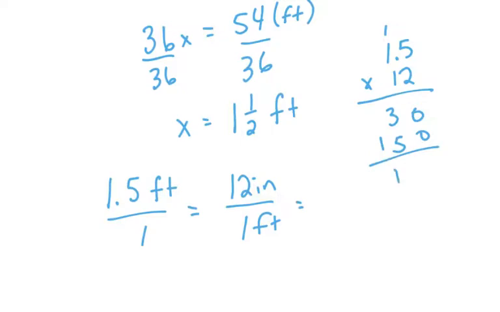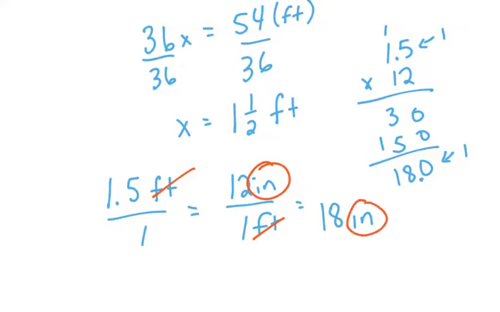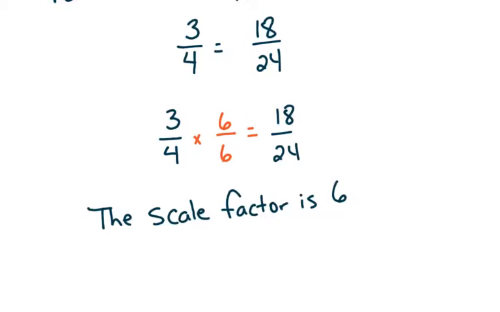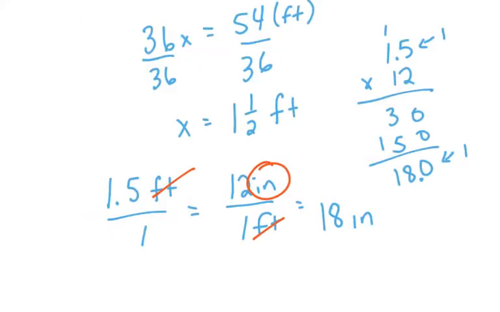So I add this up, I get 180. And I've got one number after the decimal there, so I need one number after the decimal here. So I end up with 18. And I forgot to cross off my feet. I had inches left, so inches. 18 inches. Sorry. 18 inches is my final answer.